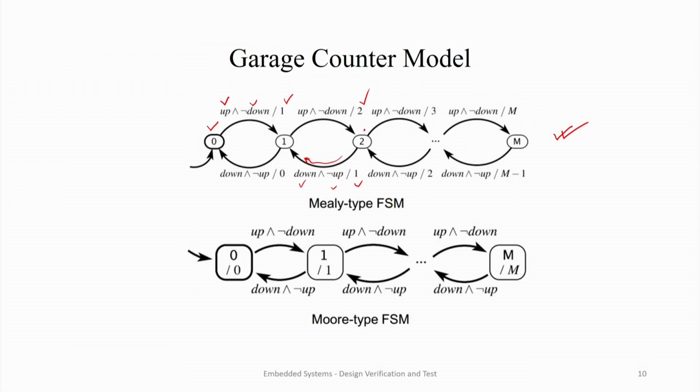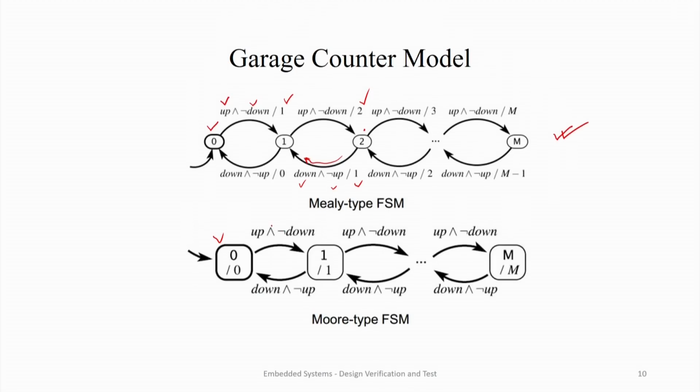A corresponding Moore FSM will be as follows. At state 0 you know that the number of cars is 0 and you output 0. Then if you have an up and not down, you straight away go to state 1 and you know that the number of cars in the garage is 1. So, you output 1. Here you see that the output is associated with states and not transitions, and hence this is a Moore type FSM.